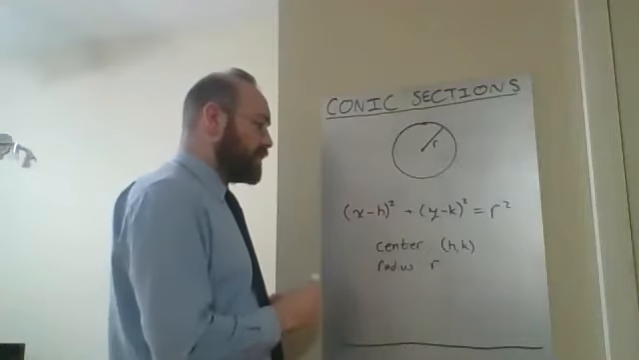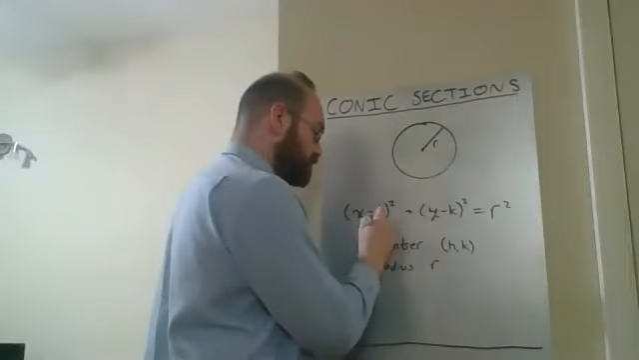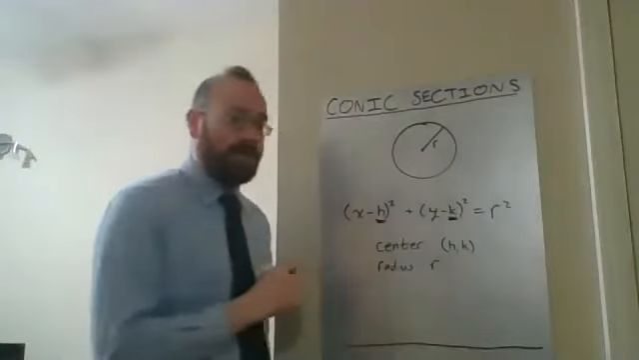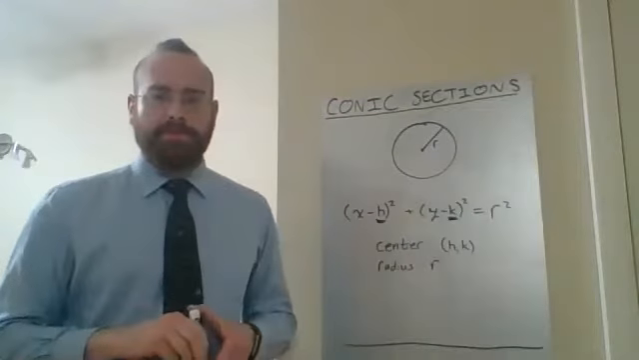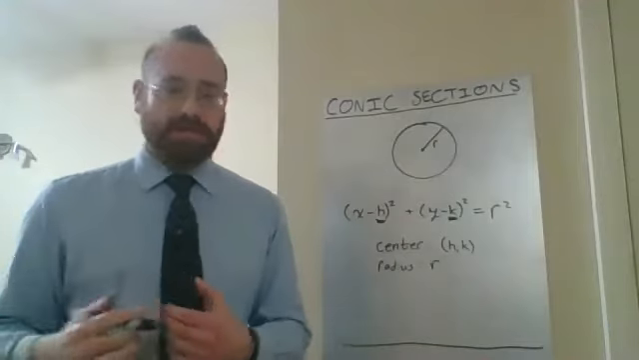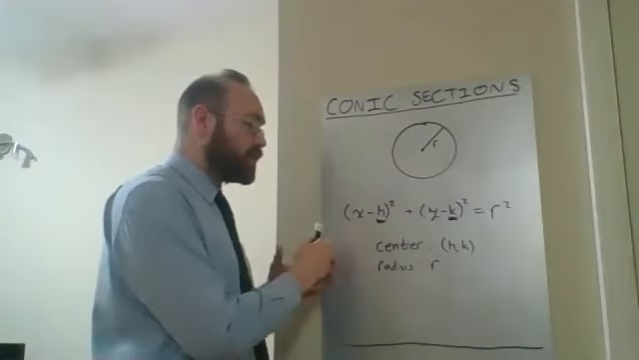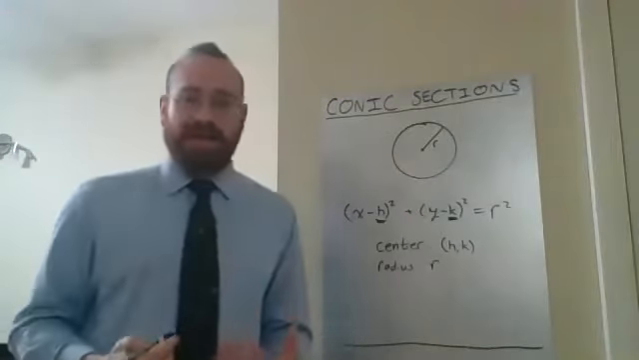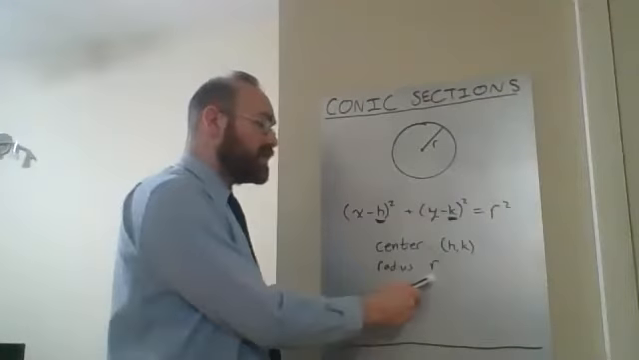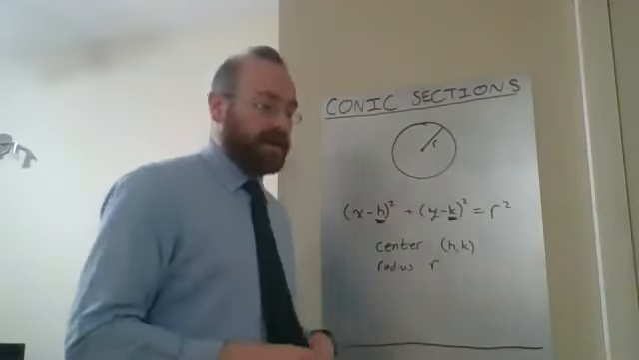The center is just the point (h, k). So we're looking inside these parentheses to find what this center is. If we just had x squared and y squared, then h and k would both be 0, so it would be centered at the origin. And then the radius is, of course, r.